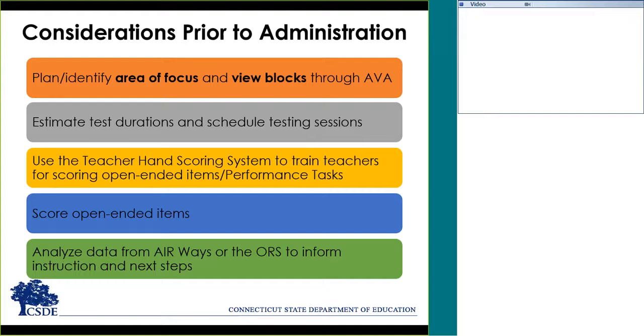Timing is an important factor. Remember that while some blocks may only take 20 minutes, others, like the performance task, can be longer than 1.5 hours. Teachers need to train on the teacher hand scoring system with the materials before they can score the students' open-ended responses. In a block that includes both machine-scored and open-ended responses, no score will be available without all the items hand-scored and submitted. The scoring of these items can take time, but we believe it's a valuable tool to help shed light on what students know and can do.